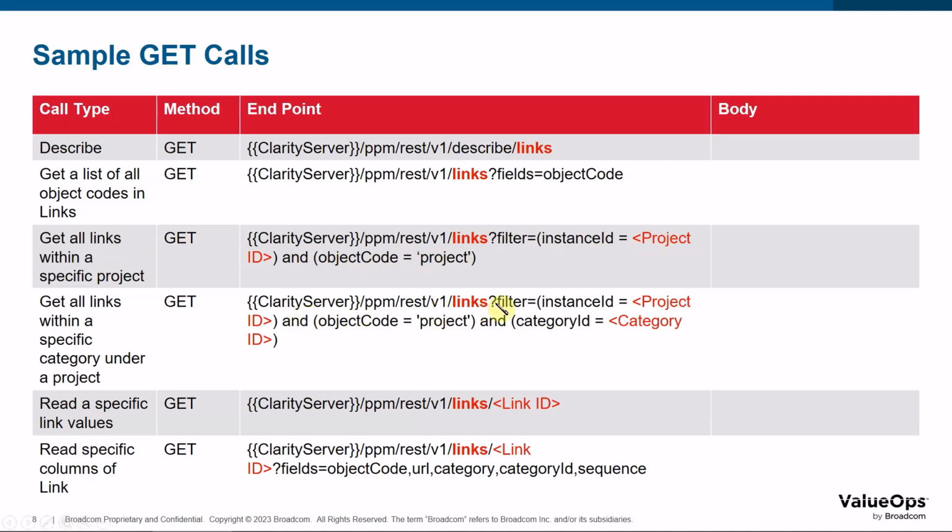If you want to get all the links within a specific category under that project, then you would add the following filter, which is the instance ID, which is your project 5 million number, object code as project, and then category is the 5 million number of your category ID within that object instance or project instance. You can read a specific link value, which is just links followed by the actual 5 million number of your link ID. And you can then specify if you wanted to read specific attributes only rather than all the attributes.